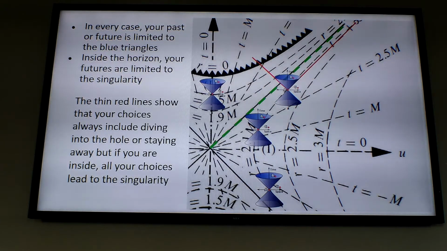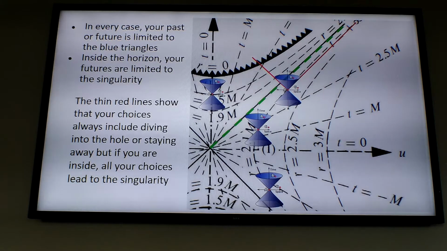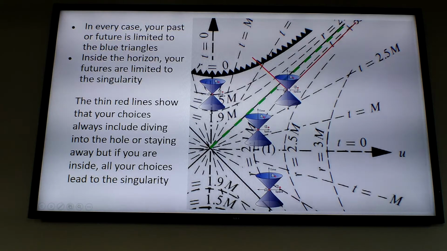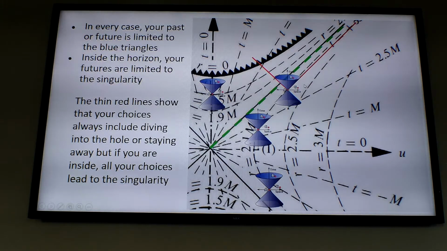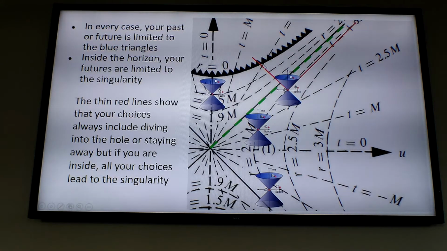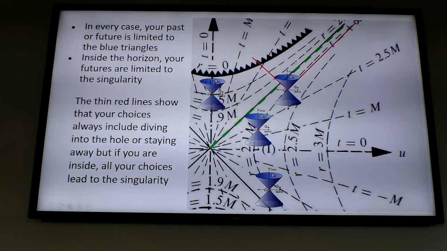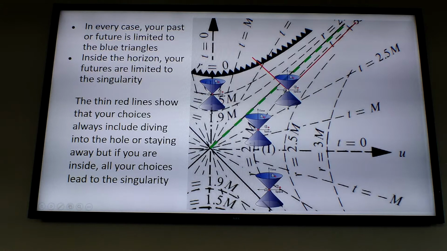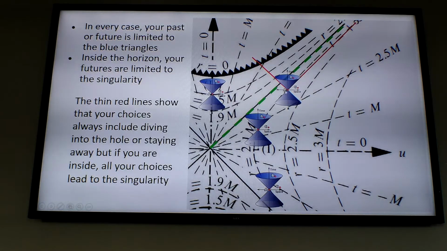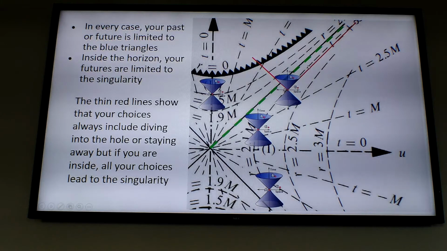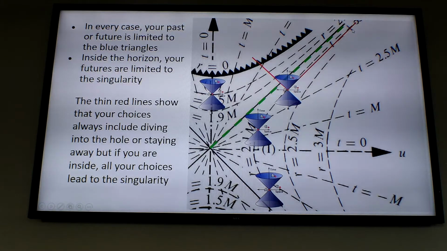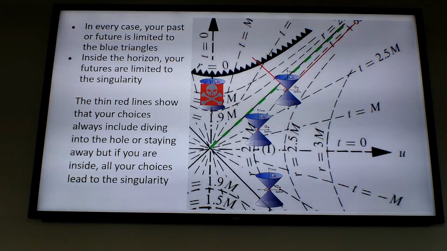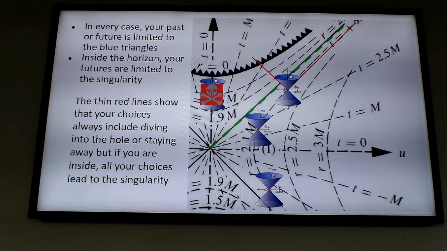Now, see the red lines? I'm just emphasizing here, the red lines focus on the idea that if you're at this place and time, and you haven't crossed the horizon, your entire future is confined to this, between these two red lines. And you can choose, if you want, to cross the horizon. Or you could make a little effort with your rockets and stay out and just observe the black hole from a distance. If you go there, you're going to die. And I'll show you some specifics about what that means.